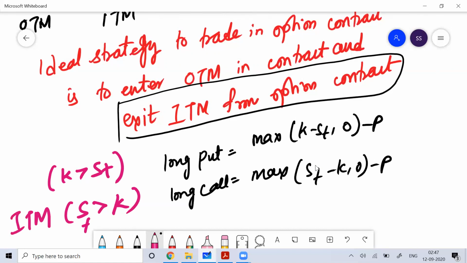When K is more than ST, in the case of a put option, this is in the money. So you need to understand, whenever you are exiting, you should always try to exit from the option contract when the option contract is expiring in the money. In case it is expiring out of the money, you never exercise the option contract, because there you are getting losses. You will understand more if you practice. You'll understand gradually what I'm talking about.